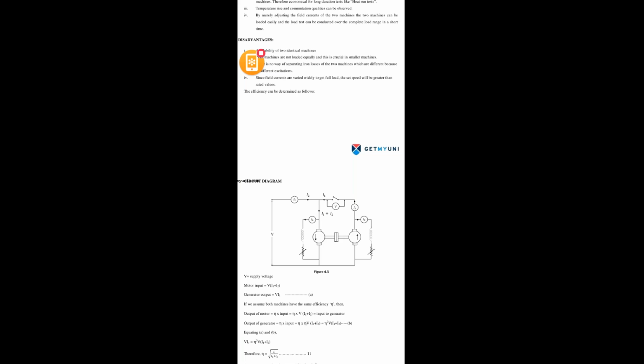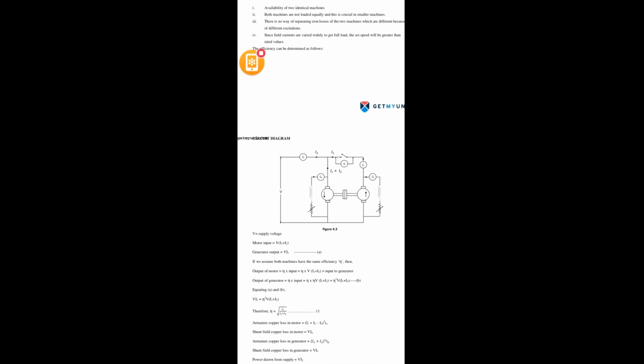Now if you observe the formulas which are used for Hopkinson test, here V is the supply voltage and motor input power is V into (I1 plus I2). Why? Because here I2 is flowing in the motoring circuit and I1 is flowing in the generator circuit. So both I1 and I2 are entering current to the motor. That's why the motor input power is V into (I1 plus I2) and generator output is V I1. Our intention is the motor input is equal to generator output. If it is possible, then Hopkinson test is verified.